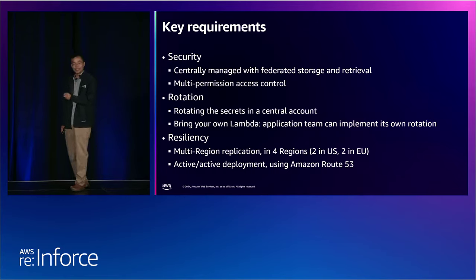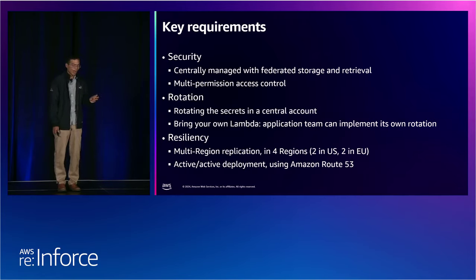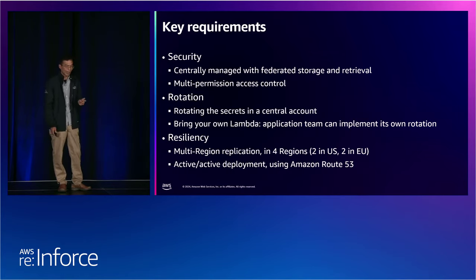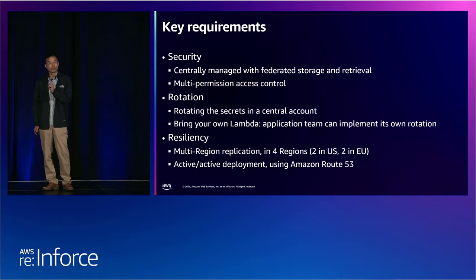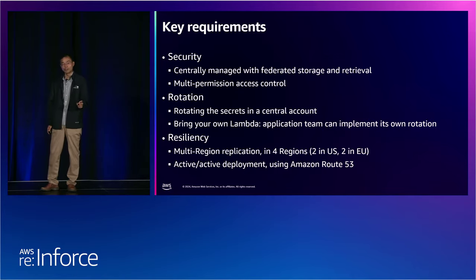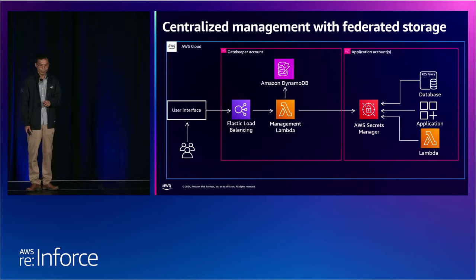We are using a native capability from AWS Secrets Manager that allows a secret to replicate from one primary region into multiple replica regions. And we build on top of that to provide active deployment using Amazon Route 53, so that if any region fails, almost instantaneously all the traffic will be redirected to the other region, and it doesn't impact any of the applications that need a secret.